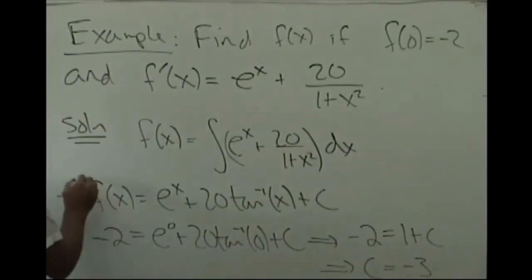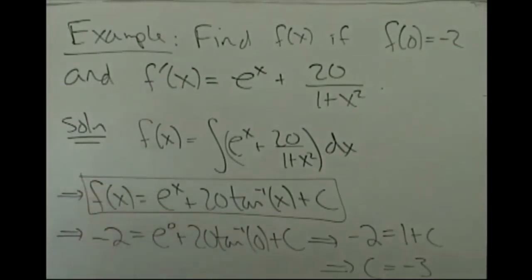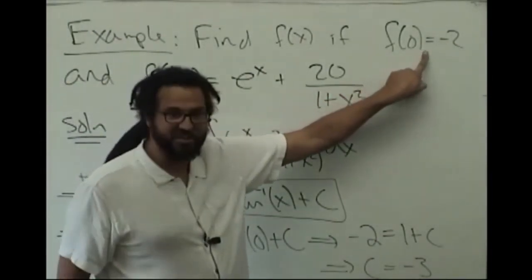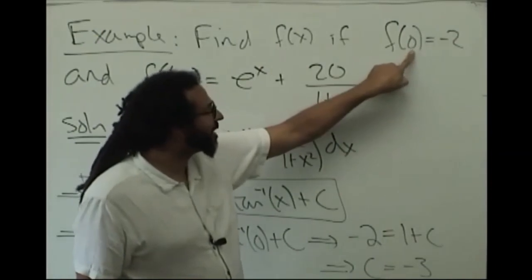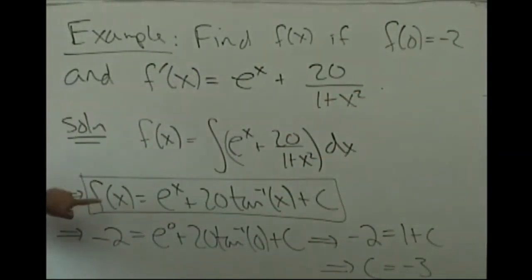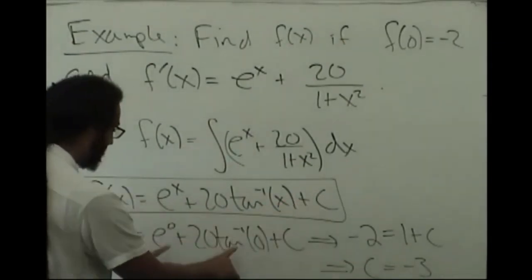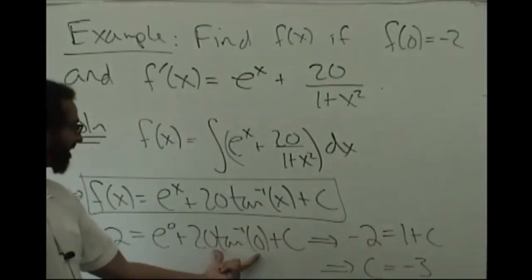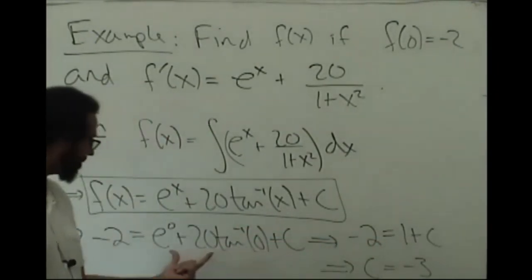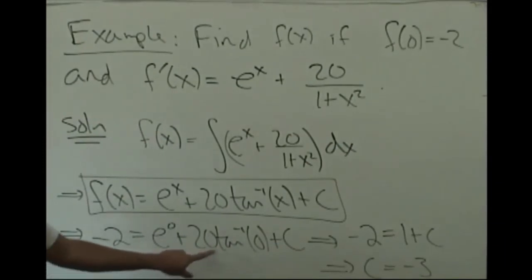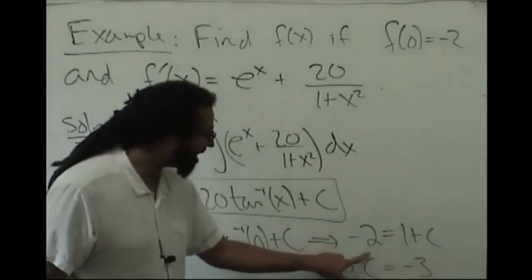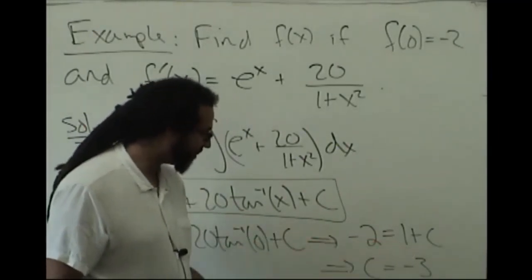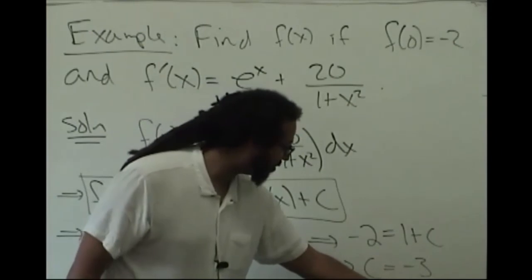Now, here's the general antiderivative. This thing tells me I'm looking for a particular solution. So I know when I plug 0 into this function, I'm going to get negative 2. So I take the function and plug in 0 everywhere I see an x and set that equal to negative 2. I know e to the 0 is 1. I know that tangent inverse of 0 is just 0. So I get negative 2 is equal to 1 plus 0 plus c. That is, negative 2 is equal to 1 plus c. That tells me that c is equal to negative 3.